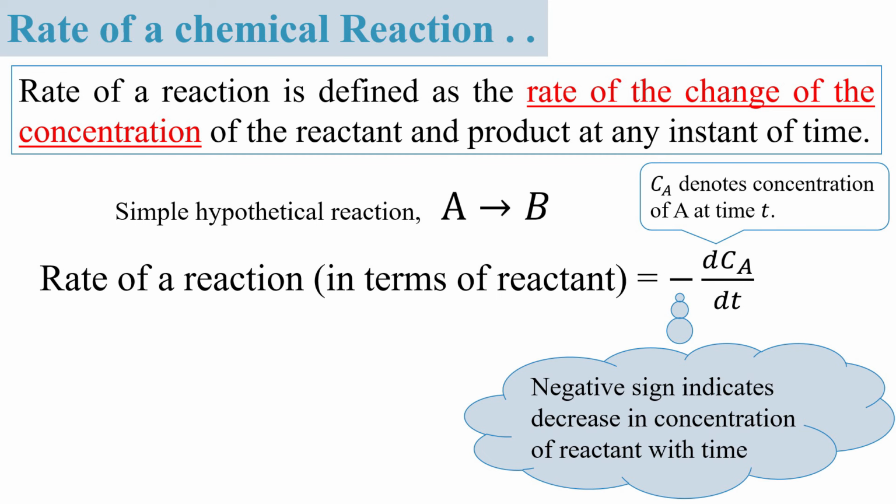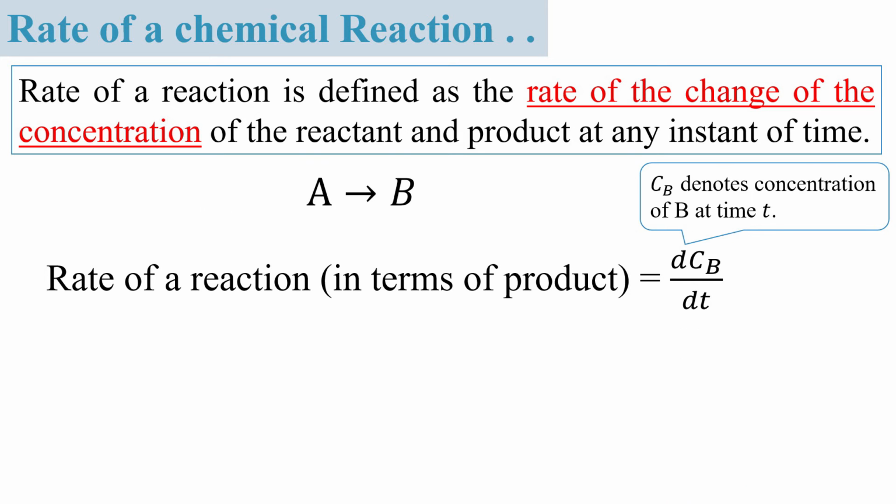Here, the negative sign indicates a decrease in concentration of reactant with time. Always remember, when we write the rate of a reaction in terms of reactant, we will always give a negative sign. Students sometimes forget to give the negative sign for defining the rate of a reaction in terms of reactant. That gives a wrong meaning. Now we assume that at time t the concentration of B is CB. So the rate of a reaction in terms of product will be dCB by dt.